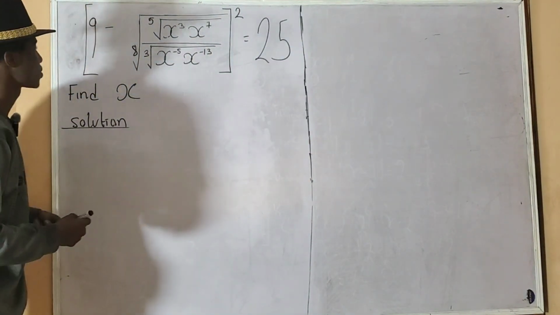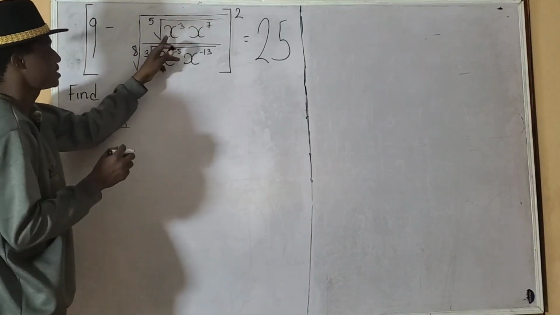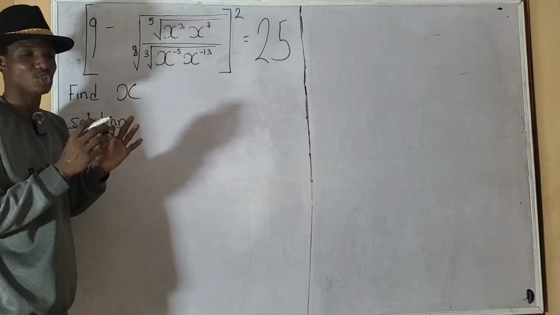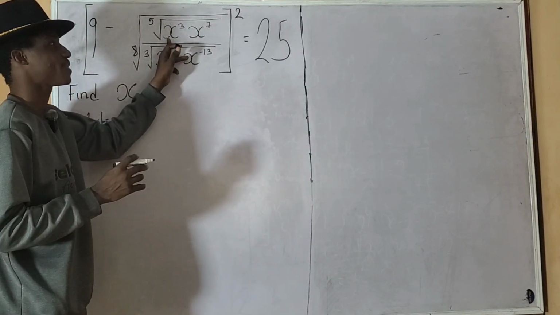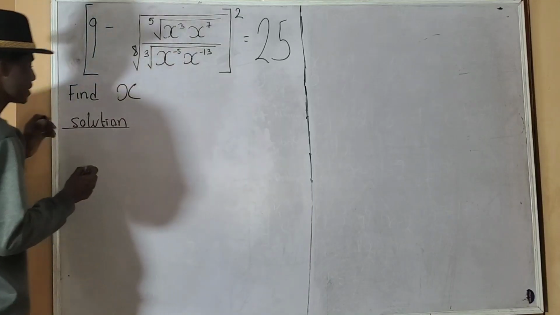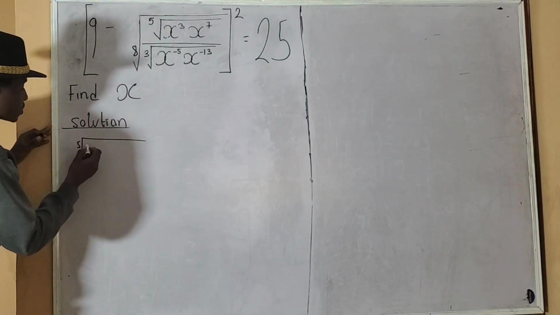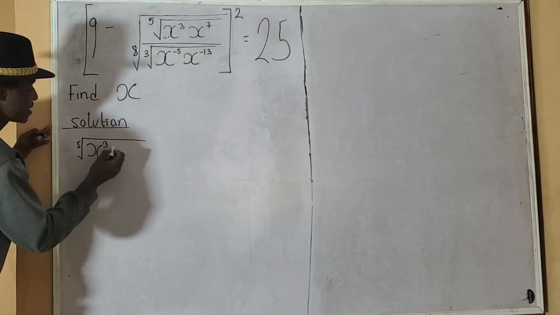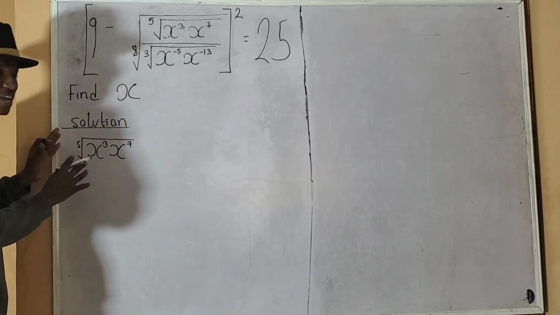Okay, to solve this question, the first step is that let me first deal with what we have at the numerator. Do you understand? Please pay attention. I'm going to first deal with what I have at the numerator here. At the numerator, I'm having the 5th root of x raised to the power of 3 multiplied by x raised to the power of 7. So let's deal with this first, right?